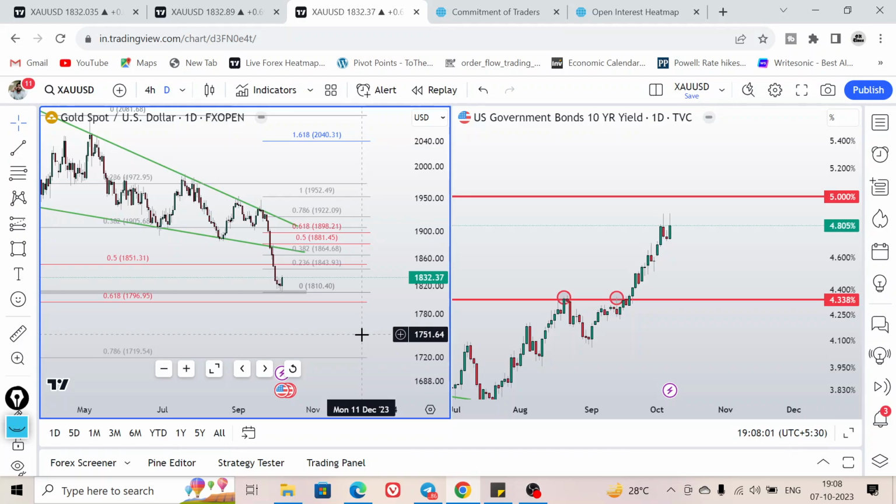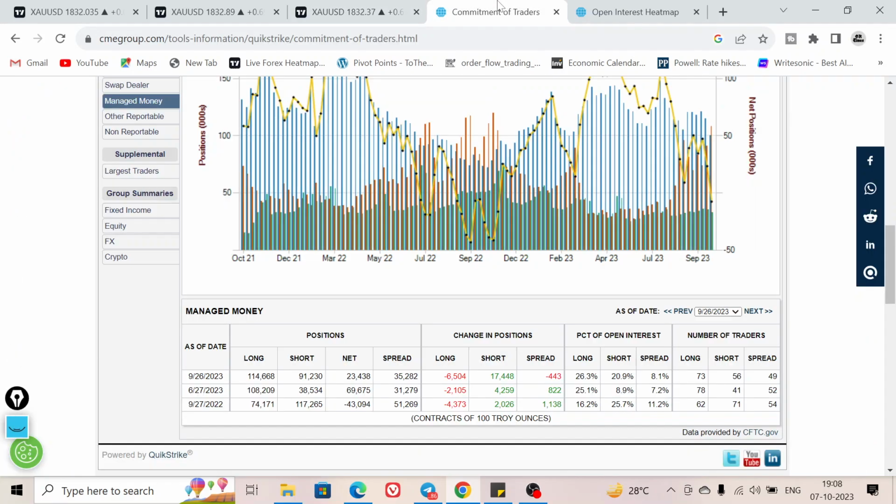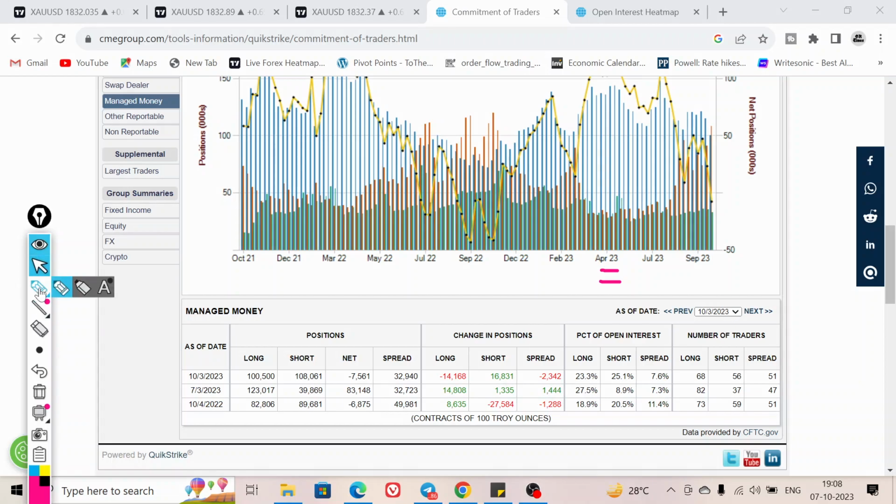levels for this video. Before going into the price action chart, we are going to discuss the latest COT report, and this is the latest COT report that we have for this week, and we are looking at the positions of managed money, the smart player. If we look into the change in positions for this week, they decreased their net long position by -14168 contracts, and they added to their short position by 16831.